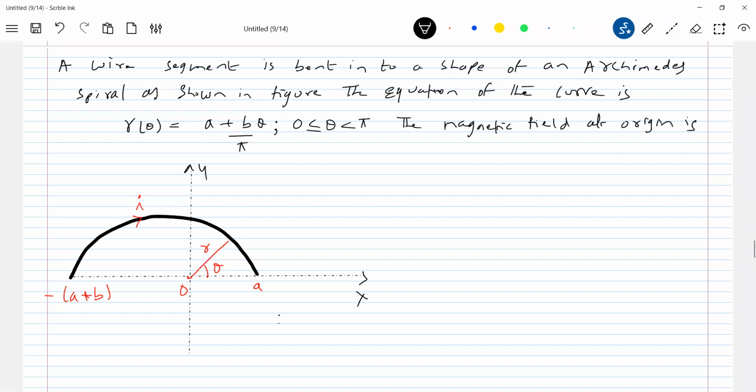Sir, is that b by pi or a plus b theta by pi? A plus b by pi. B divided by pi. No, it is b divided by pi into theta. This is theta. If you want, for your convenience, you can change the direction of current. Only the magnitude will change, the direction of current at O will change.